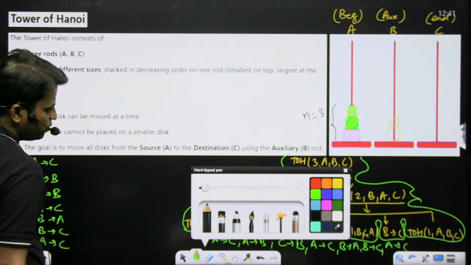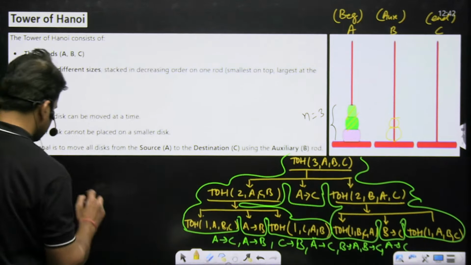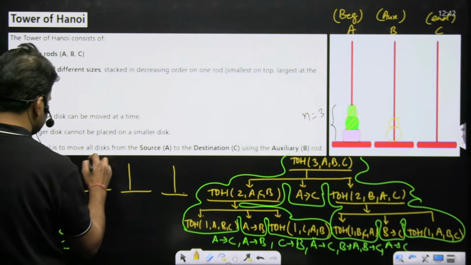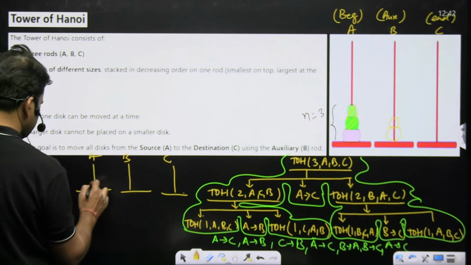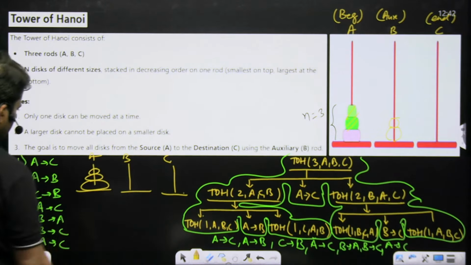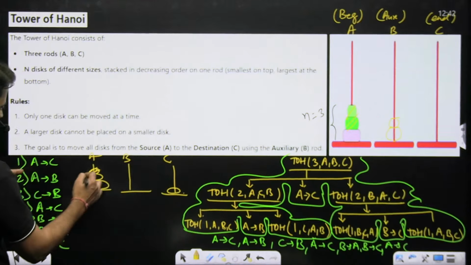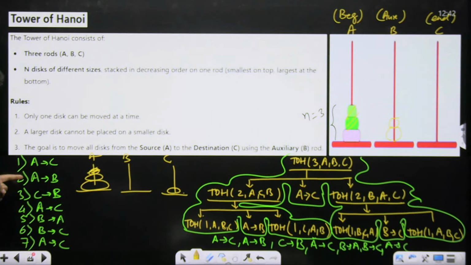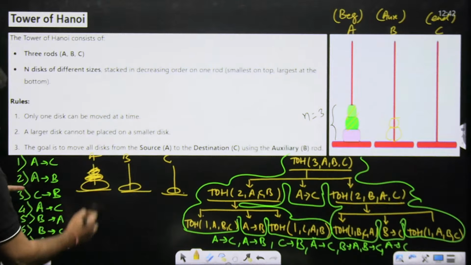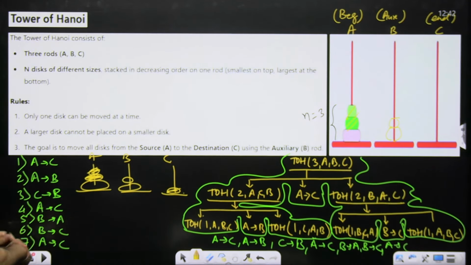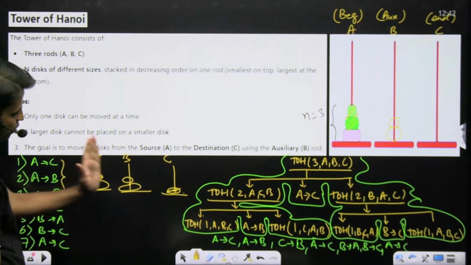If you follow this rule, the first move is saying what, sir? A to C. So this disk moves from here to here. Then A to B, this disk moves from here to here. After this, C to B, this disk moves to this one. So basically what you are doing, sir, is moving n minus 1 disks from the beginning to the auxiliary.